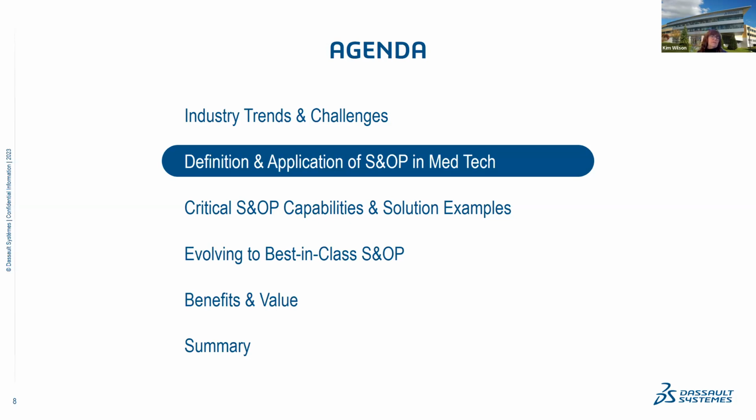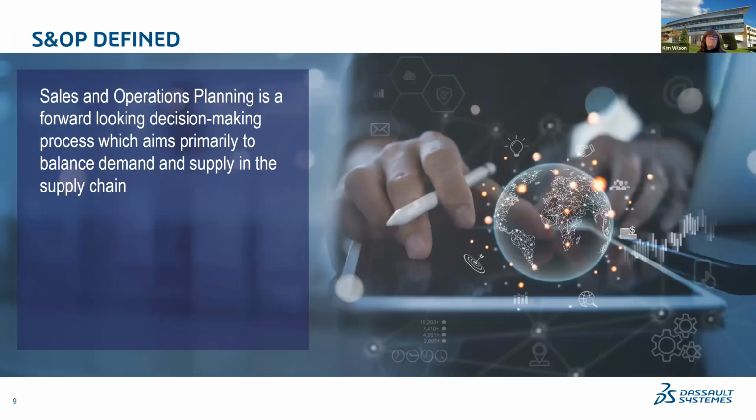Let's look at the definition of S&OP. So sales and operations planning, as it's defined, looks at variability of demand and variability of supply. And it gives you a forward-looking, optimized decision-making process. And that helps you balance demand and supply with the business goals, like I had just mentioned.